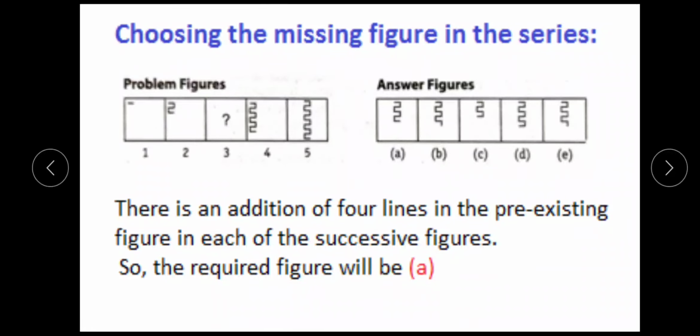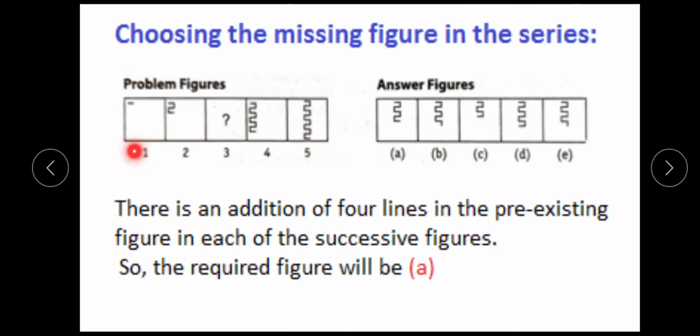The next is choosing the missing figure in the series. It means this is the problem figure, and in this question we do not have to find the next term, we have to find the missing term from the figure. It means we have to find the third term in the first box.